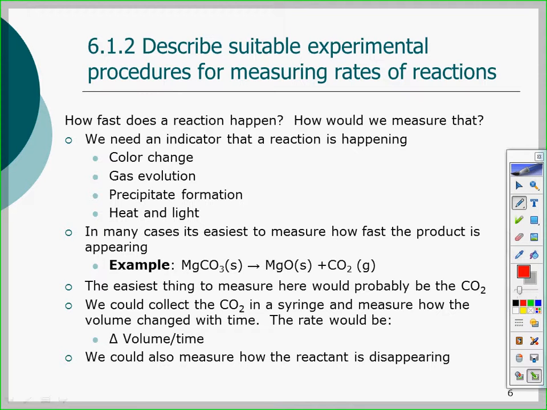All right, how fast does a reaction happen? How could we measure that? All right, we need an indicator that a reaction is happening. So these guys are what we need to be including for our chemical changes in our labs. All right, these indicate a chemical change has occurred. And those are color change. Anytime you have a color change, gas evolution.